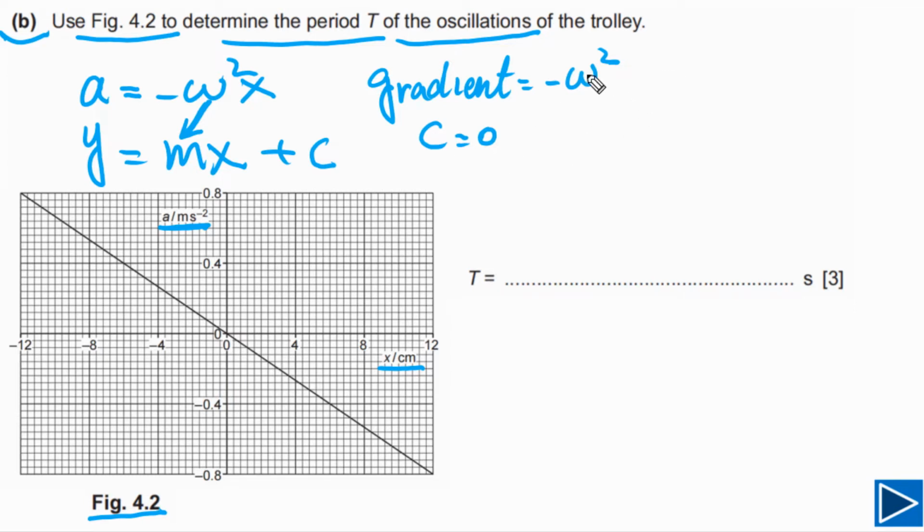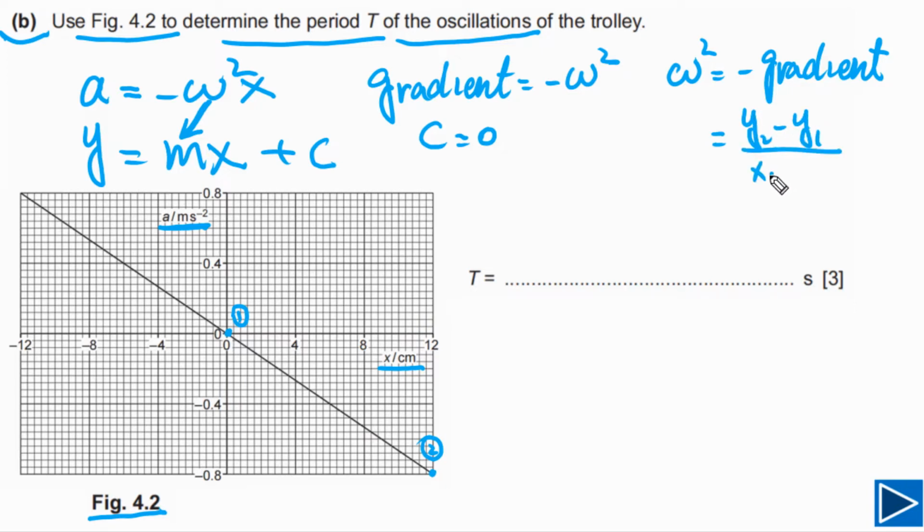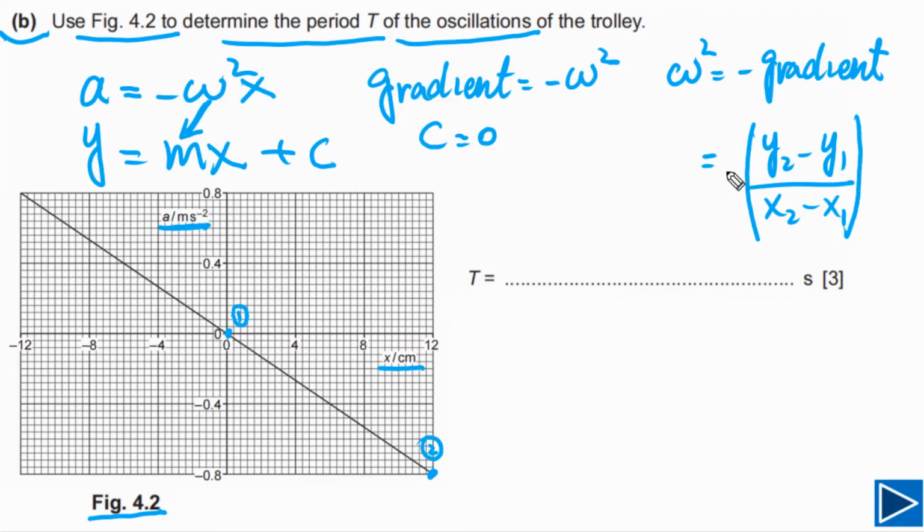Now we can find the gradient, and omega square is equal to the negative of the gradient. Now we need to find the gradient. If we take 2 points on this line, this is our first point and this one is our second point, gradient is equal to y2 minus y1 over x2 minus x1. But omega square is equal to the negative of gradient, so we have to multiply with a negative sign here.